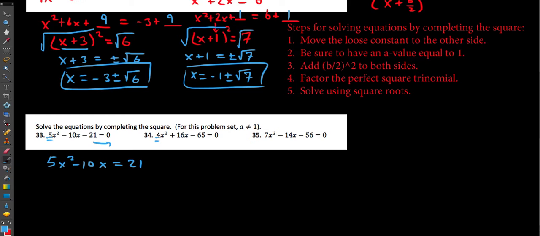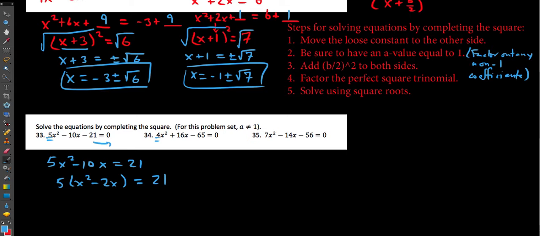So when I write up here on step 2, be sure to have an a value of 1, factor out any non-1 coefficients is what we're going to do here. Essentially, whatever's there, which in this case we have a 5, we're going to factor that out on the left side. So I would have 5 going out front. We get left with x squared minus 2x. Remember that we have to factor it out of both of these terms right here.